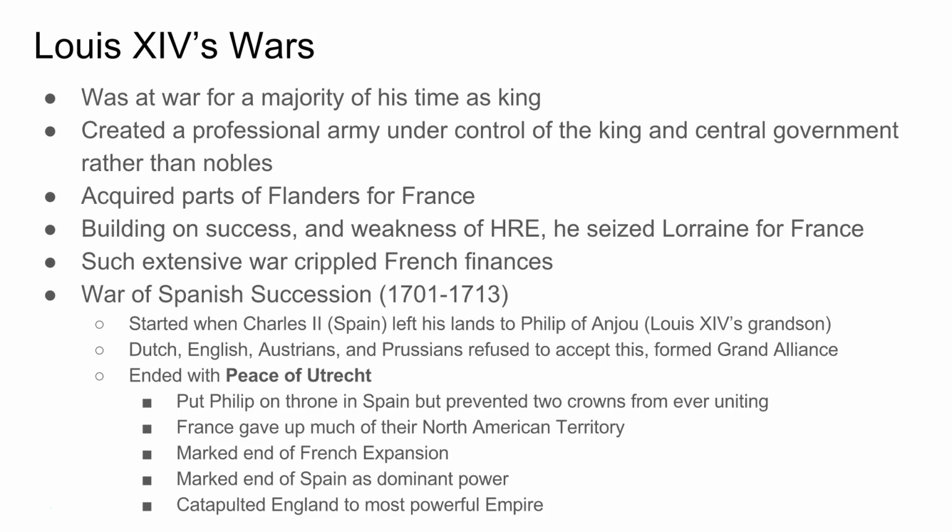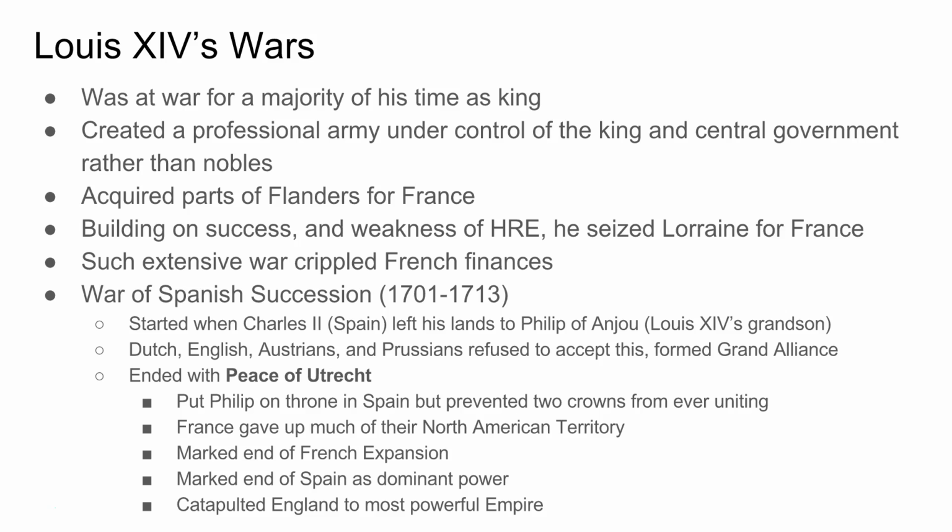And so the Dutch, English, Austrians, Prussians refuse to accept this. They say, no, this isn't going to happen. We're not going to even present this opportunity where it's possible that the crowns of France and Spain could unite into one.